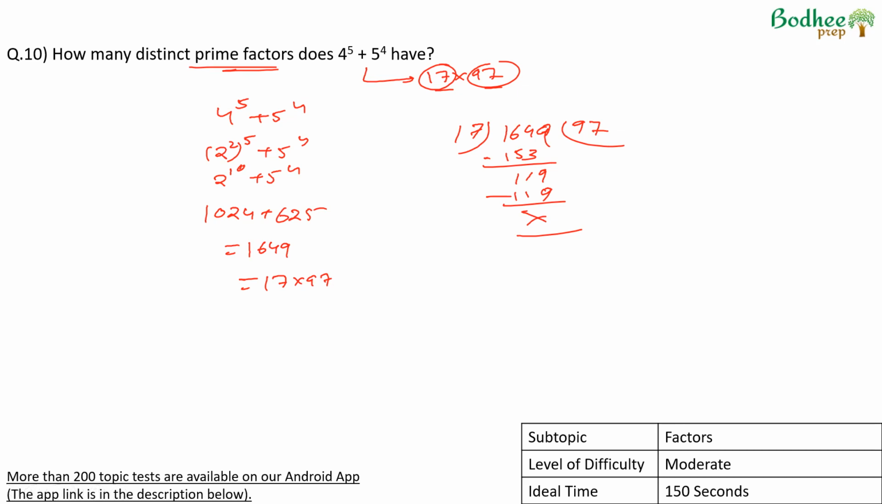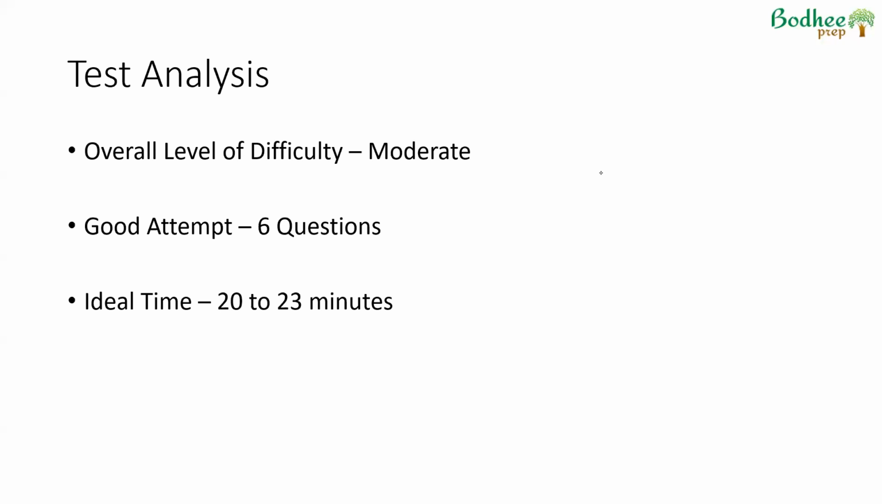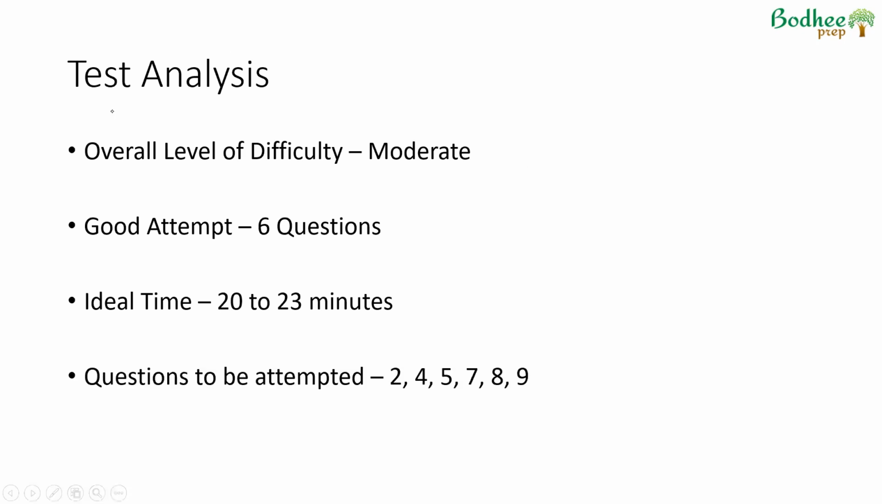If you look at the overall test, as I said, moderate level of difficulty, about 23 minutes to go through the paper and get 6 questions net correct. If I had to choose 6 questions, my 6 questions would be 2, 4, 5, 7, 8, 9. Which are these?